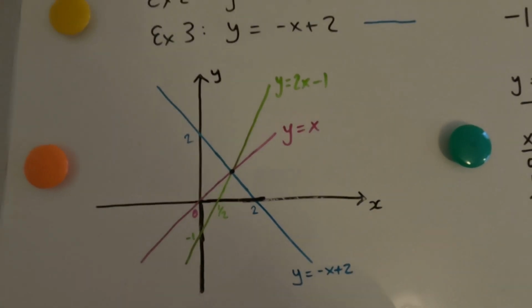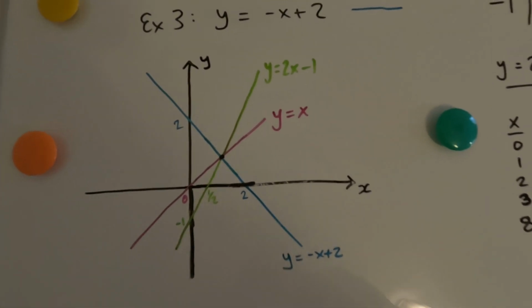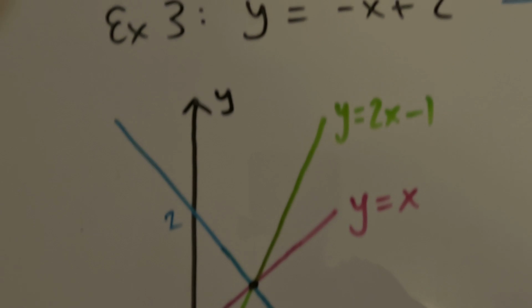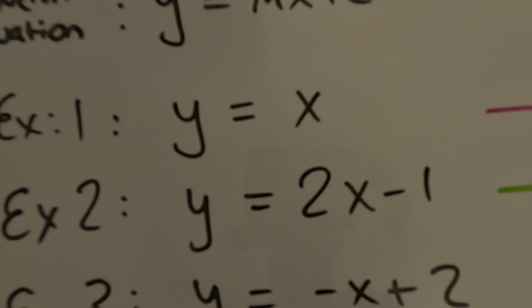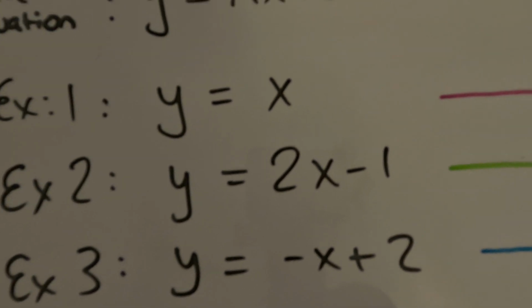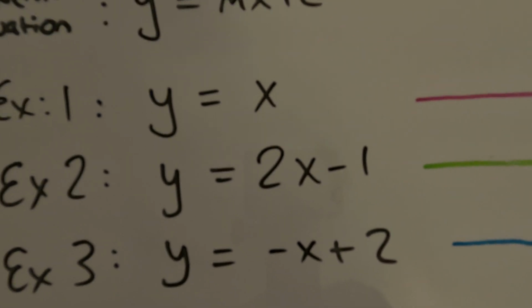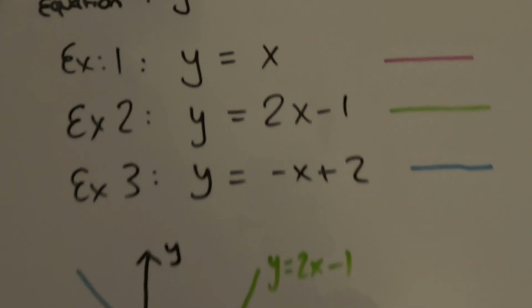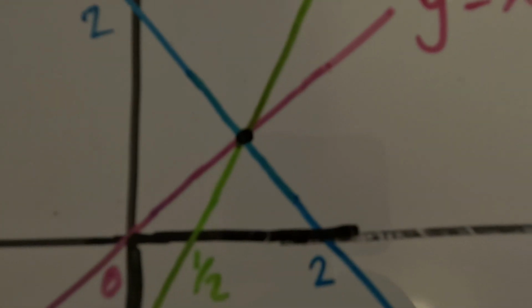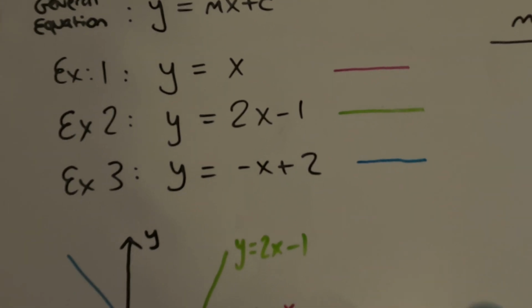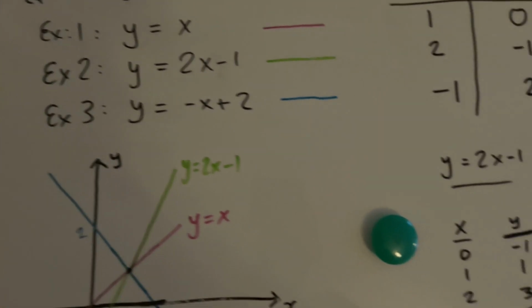And points of intersection, which is this one here, that's pretty easy to find. You just let them equal each other. So y equals x, y equals 2x minus 1. So you just let the right hand side equal each other. So you set x equal to 2x minus 1 and solve for x. And that will give you your point of intersection for the pink and the green lines. And then you do the same for the other ones.